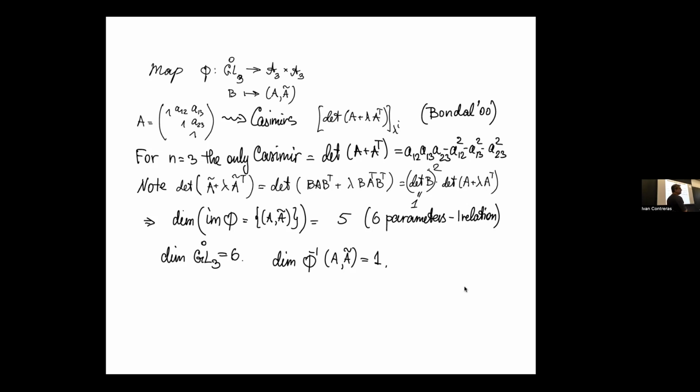And it's easy to see that this is called the Markov element, and the Markov elements of A and A tilde coincide. The proof is here. Determinant of A tilde plus lambda A tilde transpose can be expressed like that, and you will see that you can factor out determinant of B. If B is in SLN, then determinant of B is 1. So the Markov elements of A tilde and A coincide. So the image is 5-dimensional, and it means that the fiber of our projection is a 1-dimensional thing. But we know that our projection is a Poisson map.